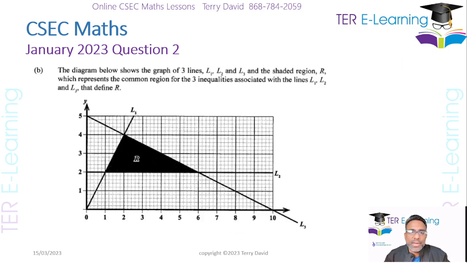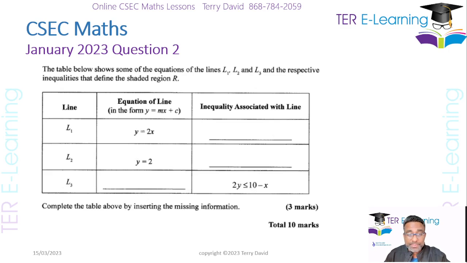All right, so now we have linear programming or graphing and inequality here. The diagram below shows the graph of 3 lines. So we have 3 lines, L1, L2, and L3, and we have the shaded region R, which satisfies the common region for the 3 inequalities. Right, so we have 3 lines. Now, what do they want here? Oh, this is the last part.